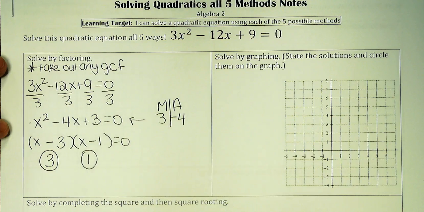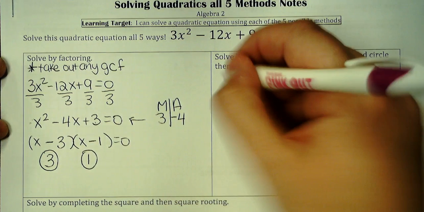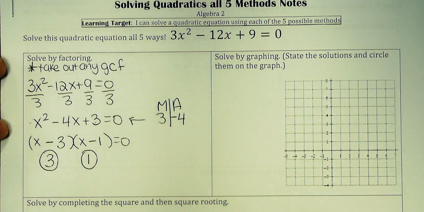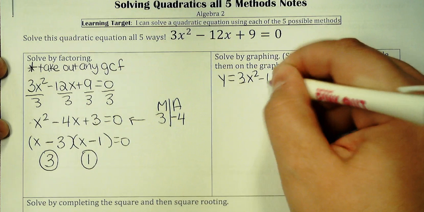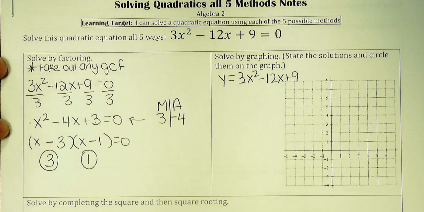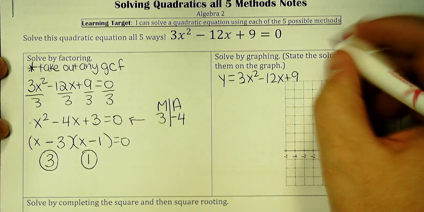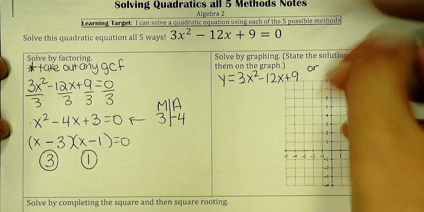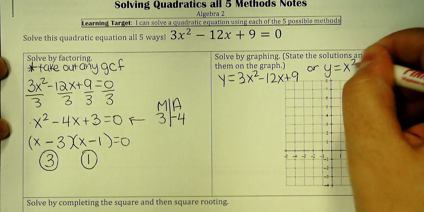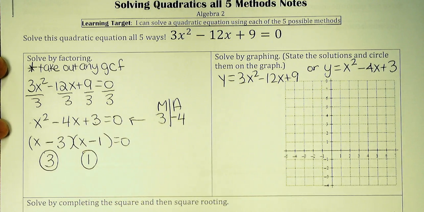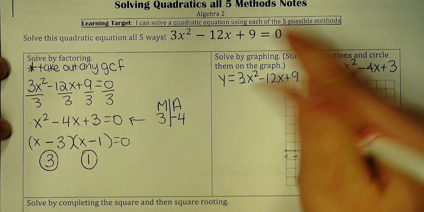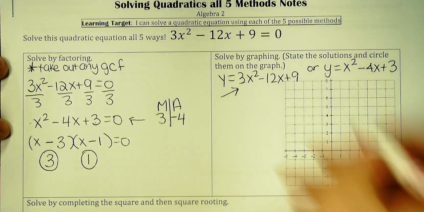Okay, now I'm going to solve the same equation by graphing. Now, this is totally your choice. What I want to do is graph 3x squared minus 12x plus 9. Since those are all divisible by 3, I could also graph just x squared minus 4x plus 3. Both of those will cross the x-axis in the same place. So whichever one you want to graph, they'll both give you the same answer. I'm going to go ahead and graph the equation we were given.